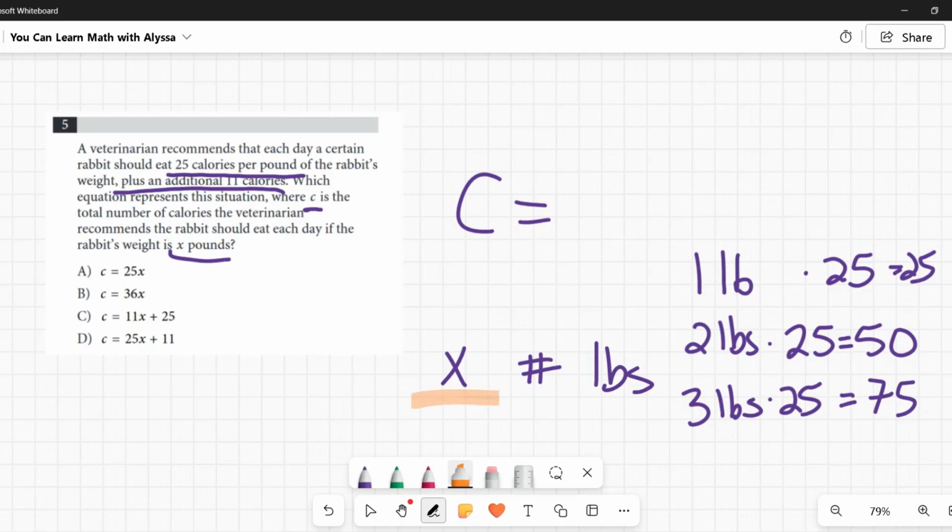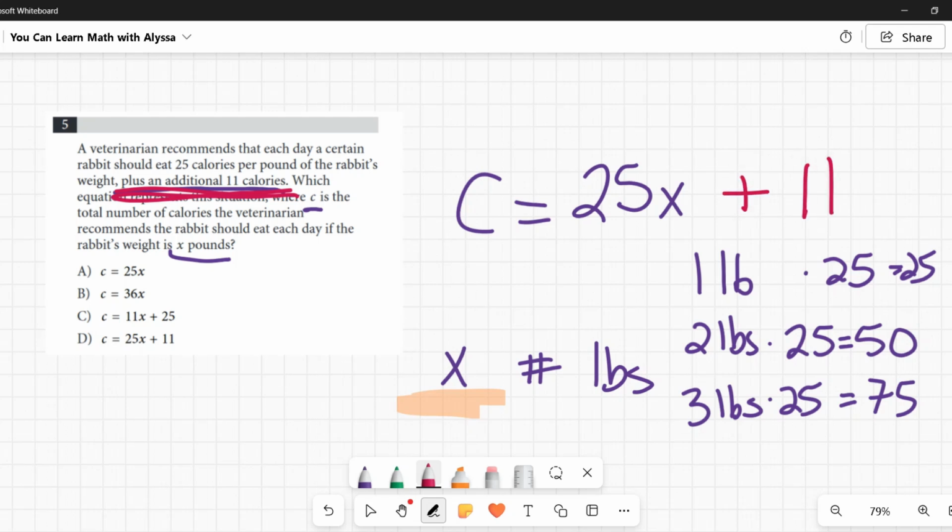Well, in our equation, x represents the number of pounds. So I'm going to take that 25 and multiply it by x. But is that what the veterinarian said? Part of it. What else did the veterinarian say? They said plus an additional 11 calories. So plus an additional 11 calories.